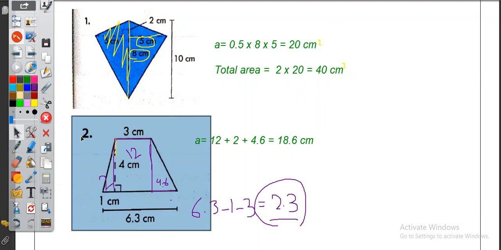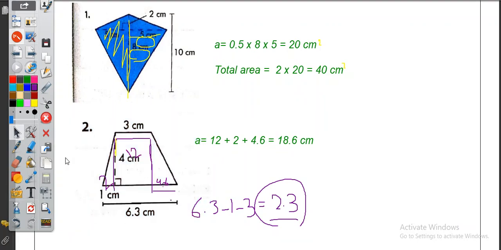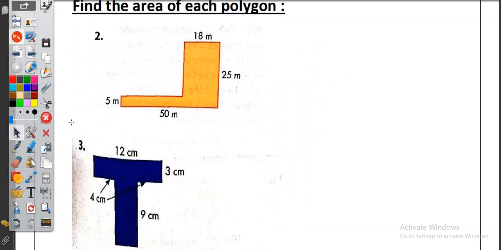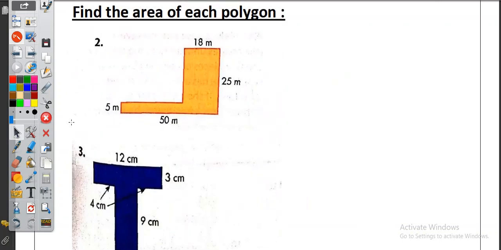Okay, now let's go down and see what is the next question. Find the area of each polygon. Remember to decompose the shape into two shapes. Find the area of this rectangle. Well, this one is multiplying 18 by 25. This is simple. 18 times 25 is 450.